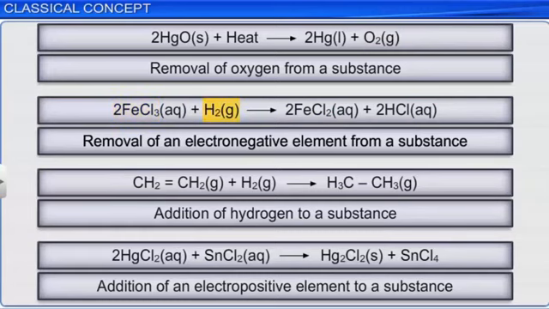In the third equation, by adding hydrogen to ethene, we get ethane. In the fourth equation, the reaction of mercuric chloride with stannic chloride produces mercurous chloride and stannic chloride. In this reaction, mercury, an electropositive element, is added to mercuric chloride.